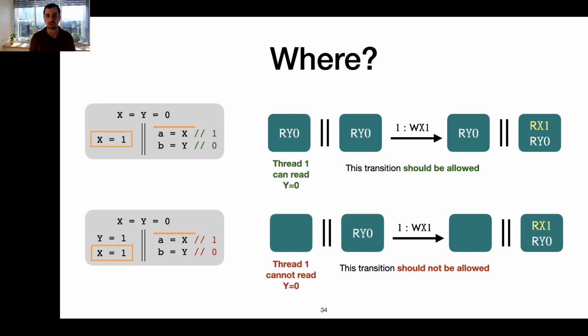Revisiting the examples from the previous slide, the difference is exactly in the potential of thread 1 at the point of writing 1 to x. In the first example, thread 1 can read itself 0 from y at this point, so it may put the new option before the existing one. In the second example, however, thread 1 cannot read y=0 at this point. It has just written y equals 1. So it is disallowed in this case to put the new option before the existing one.